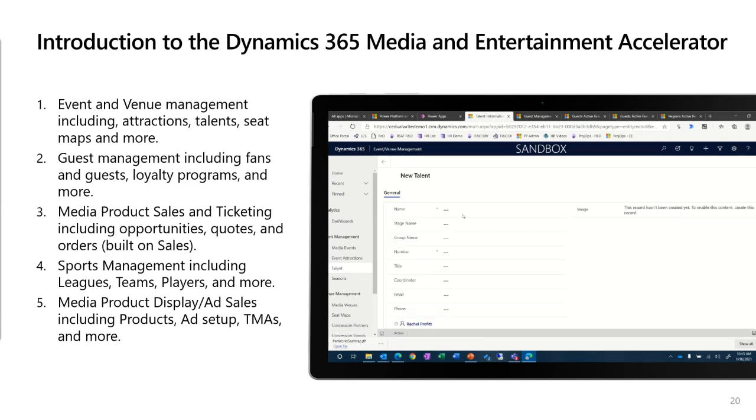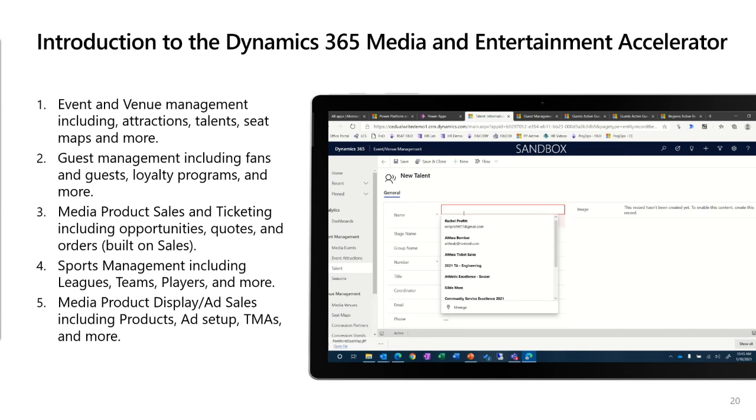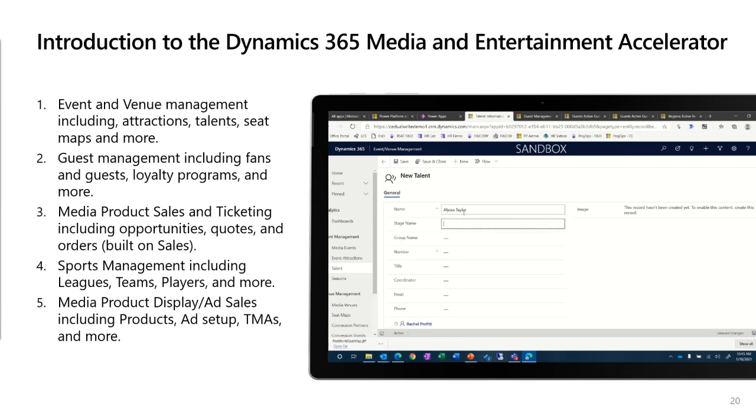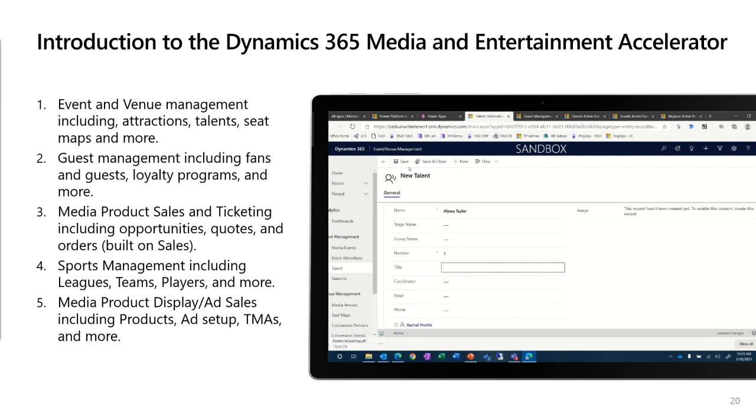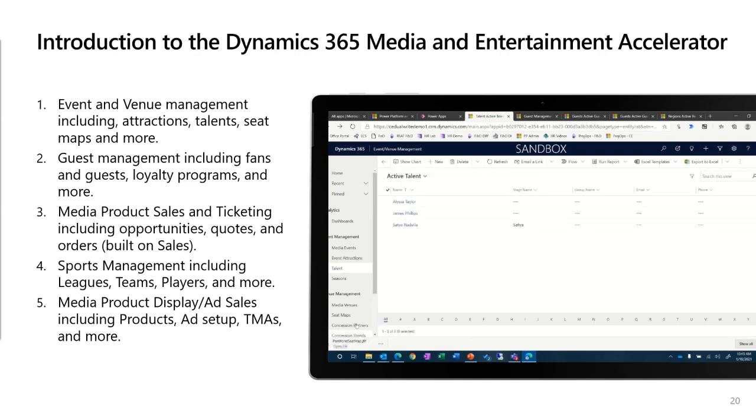We can also keep track of the talent. In this case, I'm creating Alyssa Taylor, who's my keynote speaker. But if you're managing a sporting event like the Super Bowl, for example, you would put in talent here to track who's doing your halftime show, who's singing the national anthem at the beginning, and so on. Those would be what you would represent there with your talent.